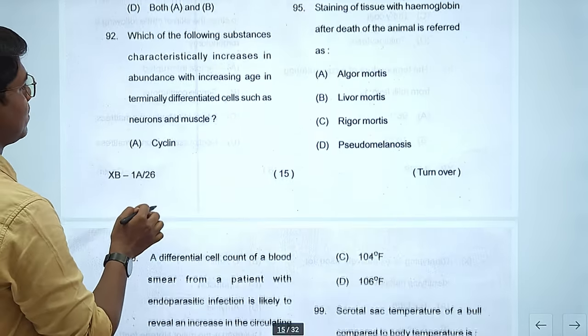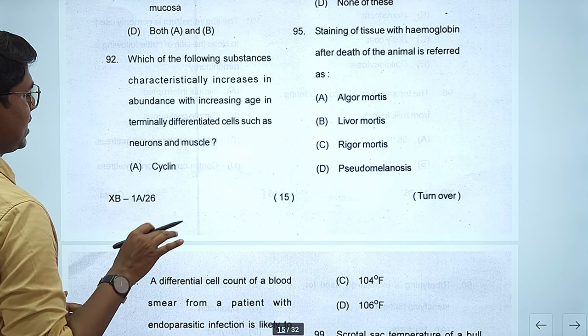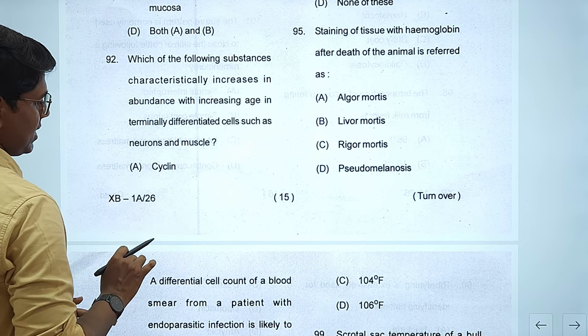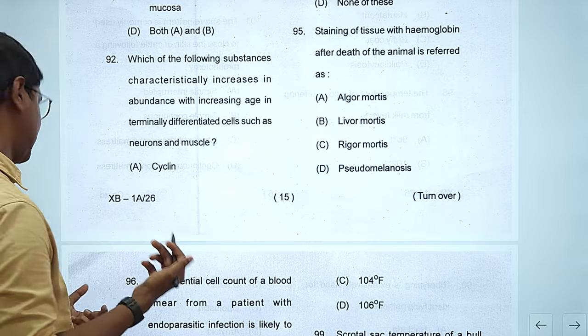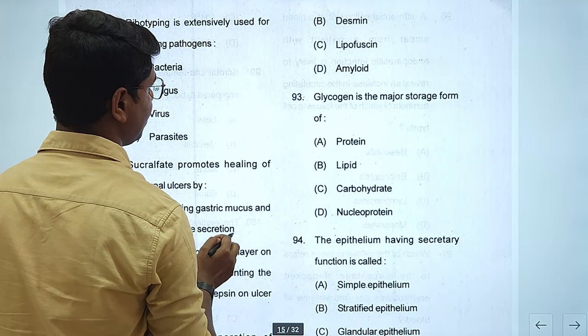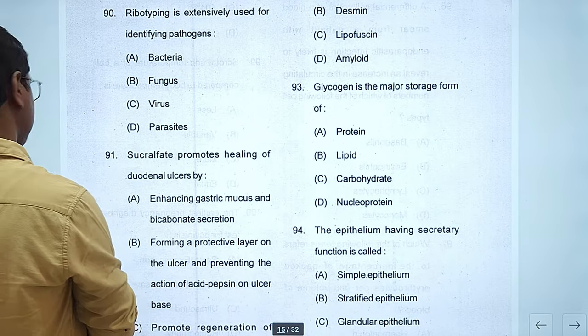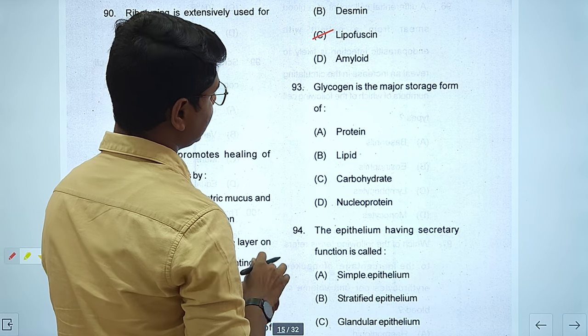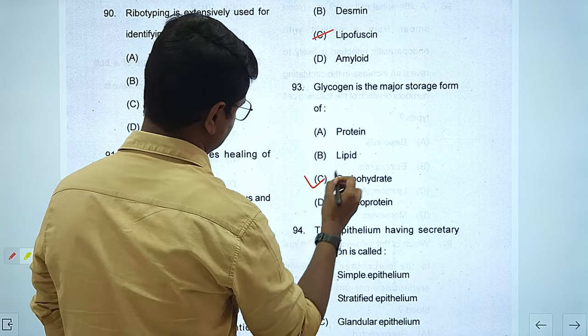Which of the following substances characteristically increases in abundance with increased age in terminally differentiated cells, such as neurons and muscles, especially cardiac muscle? The answer is the age pigment, that is lipofuscin. The age pigment, lipofuscin. Glycogen is the major storage form of carbohydrate.